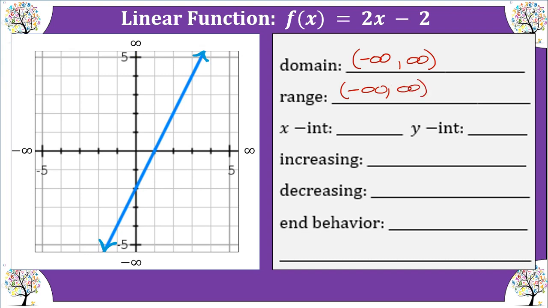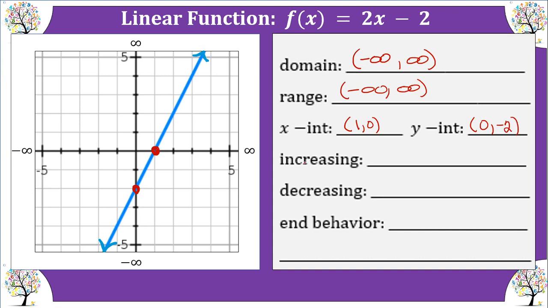Then we want to know the x-intercept, and that's where it crosses the x-axis, and it's where our y value is 0. So we can see here that our x-intercept is a point. It's (1, 0). Then our y-intercept is when the x value is 0 because we don't go left or right. And so we have a y-intercept of (0, -2).